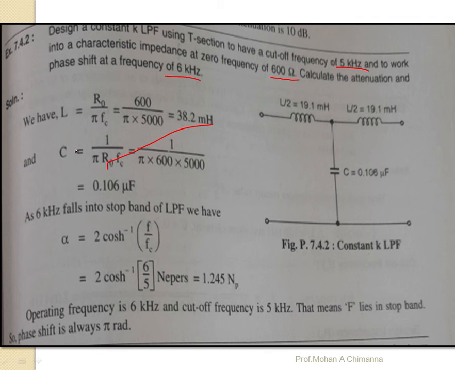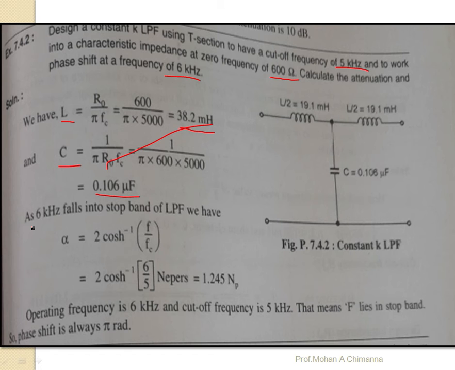So C is equal to 1 upon pi R0 fc, which is equal to 1 upon pi into 600 into 5000. So here L by 2 is equal to 19.1 millihenry and C is 0.106 microfarad. So the value of L is equal to 38.2 millihenry and the value of C is equal to 0.106 microfarad.